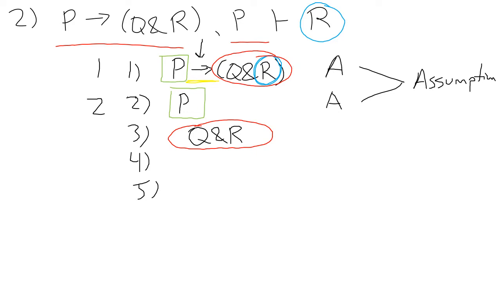What was the rule that we used? Well, we used arrow out, and we used arrow out on lines 1 and 2. Here is our conditional statement. Here's our left side or our antecedent. So from those two, we can use arrow out and get this.